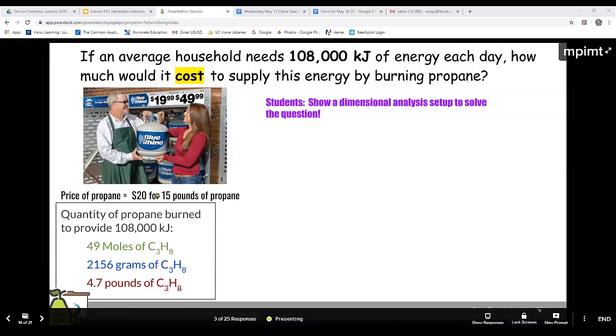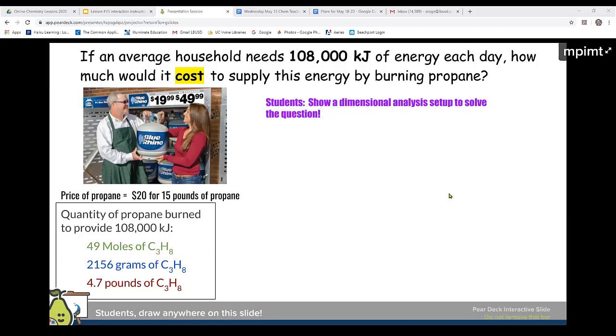So now, with that information, and remember, we already solved for the quantity of propane burned, which is in the box here on your screen. So go ahead and try to do a dimensional analysis setup. Hope there's enough room for you to do that. Okay, I can see your responses. Thank you.